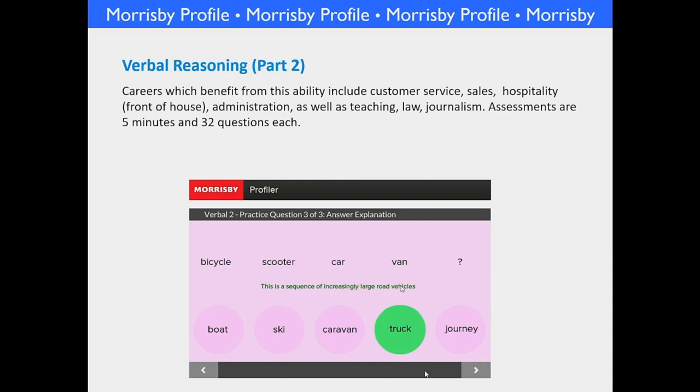If English is not your first language, then the vocabulary may well have been a barrier for you in these assessments, in which case within Morrisby there is an additional vocabulary test which will assess your vocabulary and adjust the reasoning score to take that into account. Speak to your careers advisor if that might affect you.